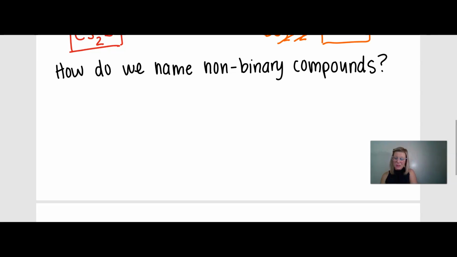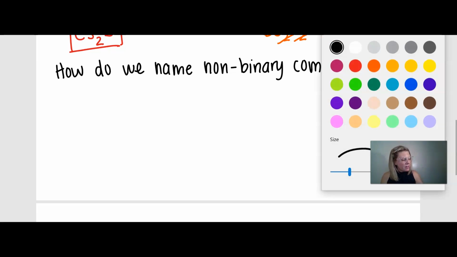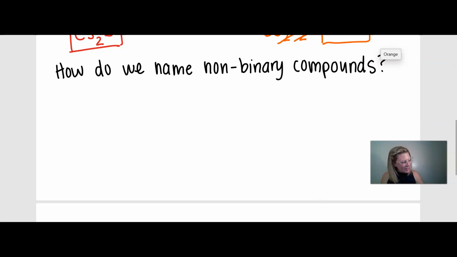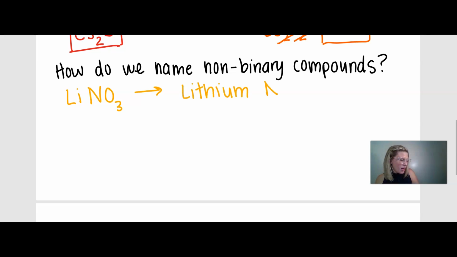I'm going to be using my reference table for this one, and I'll introduce you to the new table in just a moment. Let's make our first compound, LiNO3. Notice we now have more than 2 types of atoms: Li, N, and O. How do we name this? The name of this substance is lithium nitrate.